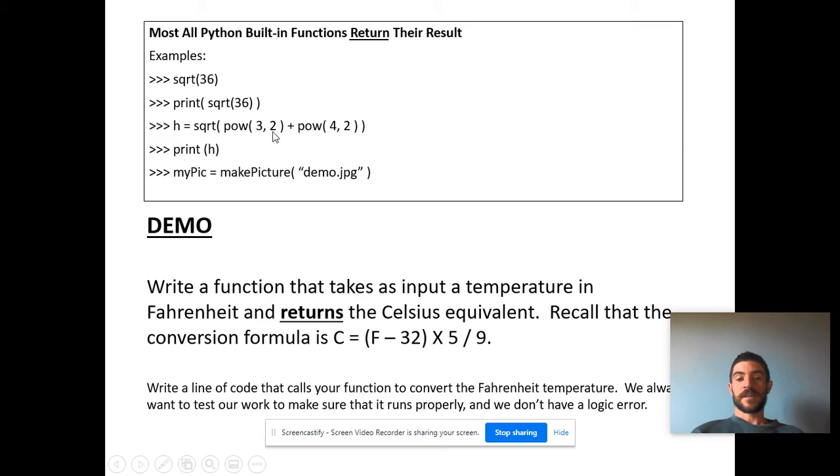So POW 3, 2 is 3 to the second power. That'll give us 9. And that value gets returned and plugged in here. Plus POW 4, 2, which is 4 to the second power, or 16. So it's 9 plus 16, 25, which then gets plugged into this function, the square root of 25, which then goes into h, because that value also gets returned. So h now has the number 5 in it, and then when we print h, we'll get a 5.